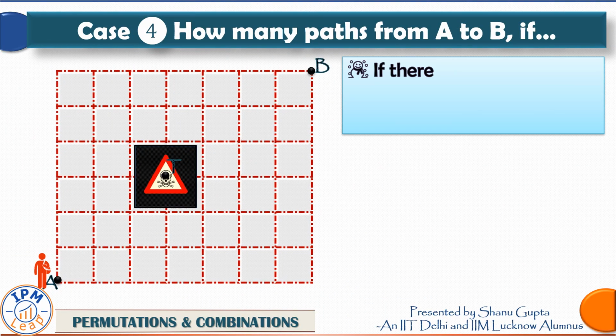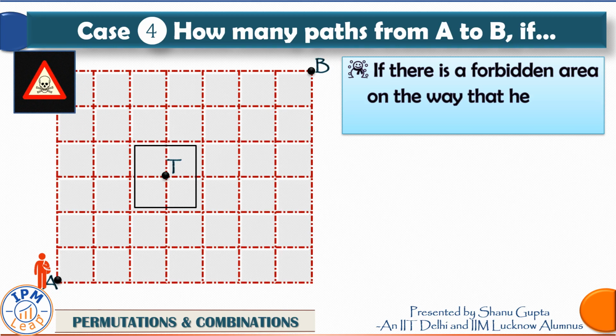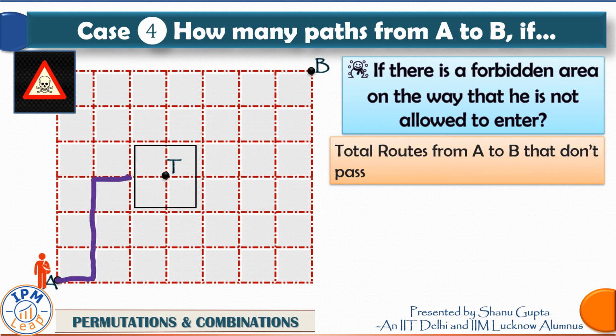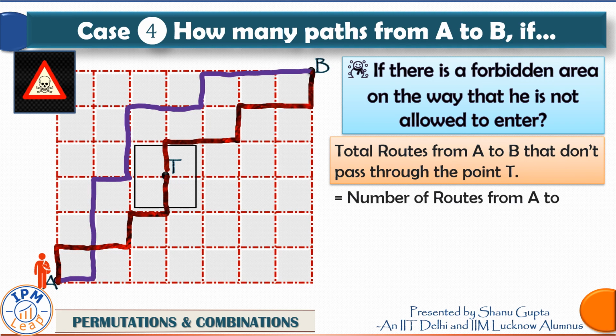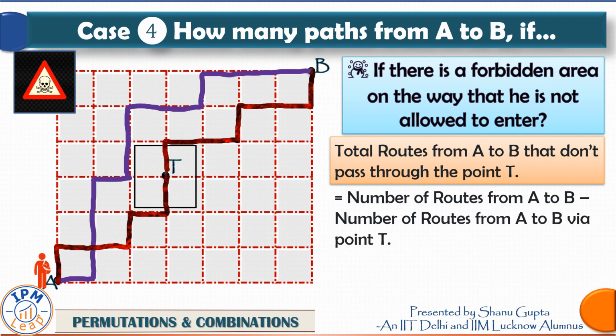And our final case, it's a little complicated, so pay attention. On the way, there is a forbidden area that the person is not allowed to enter. Then how many routes are possible? Our strategy to solve this question will be to count the total number of routes from A to B that don't pass through the point T. A very simple way to do this is to count number of routes from A to B, which we have already done in case 1, and subtract from this the number of routes from A to B via point T. Because all routes through the forbidden area will necessarily pass through point T, right?